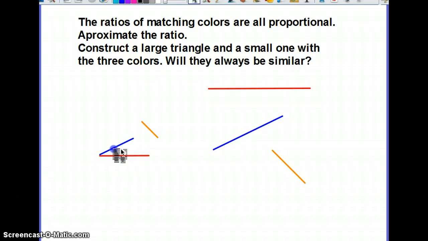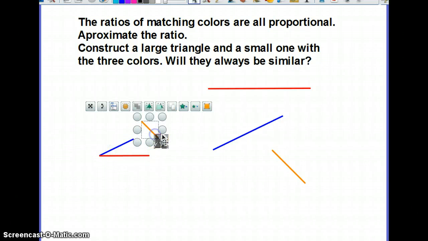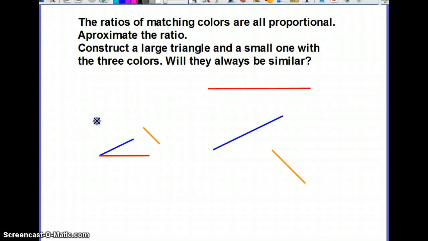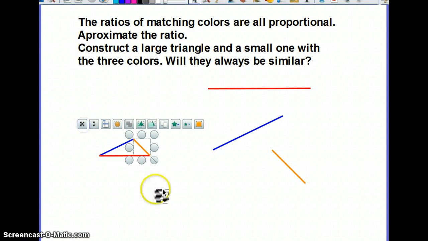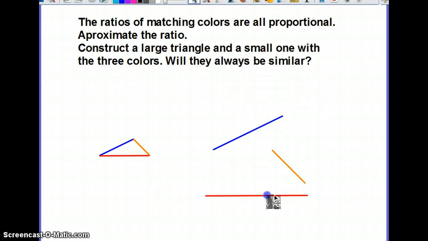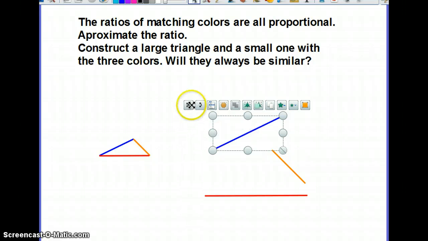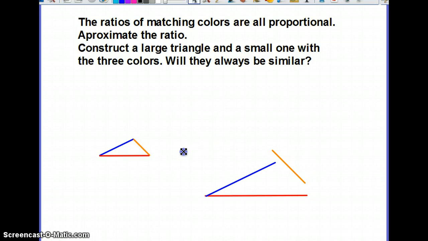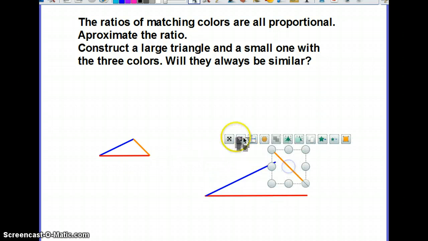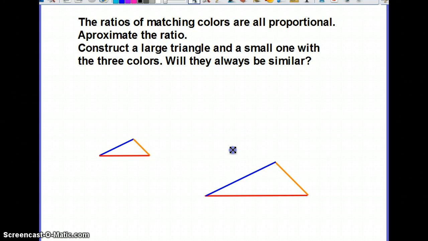Okay, so what happens when you make a triangle out of 3 sides, and then you again make a triangle out of 3 sides that are proportional to the first 3? What's your visual observation here about these two triangles? Are they congruent? Are they completely different, different classifications, or what? You probably are thinking they look pretty similar.